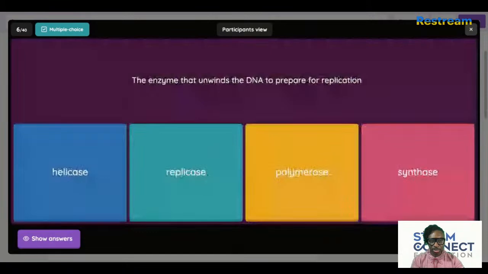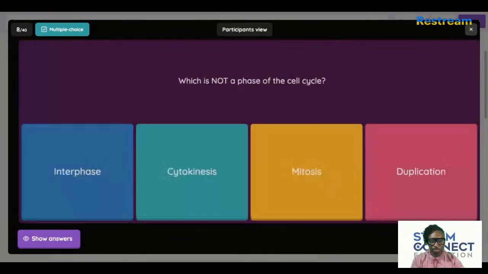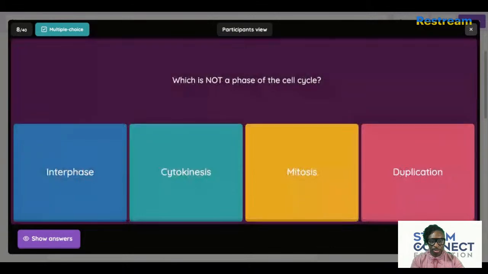All right, let's look at some other questions. Let's kind of get out of DNA for a while. Let's look at this. All right, which is not a phase of the cell cycle?